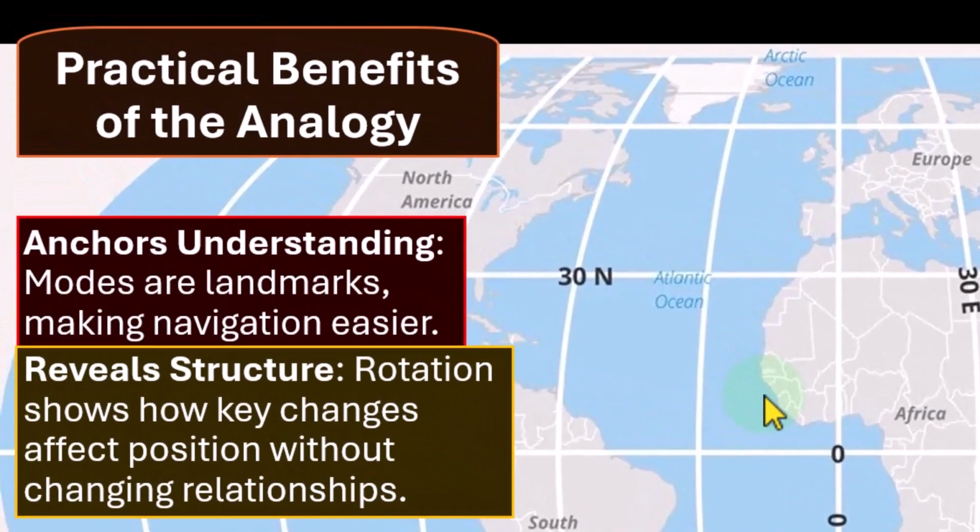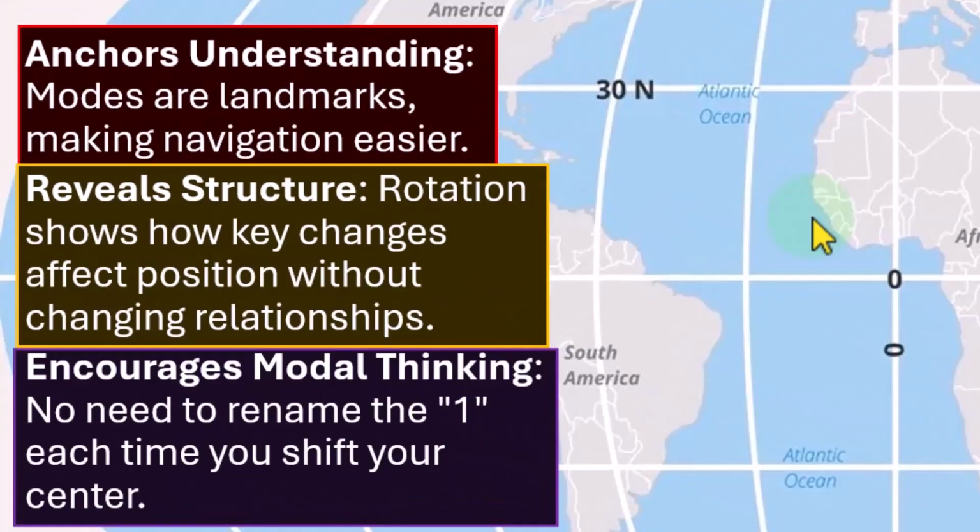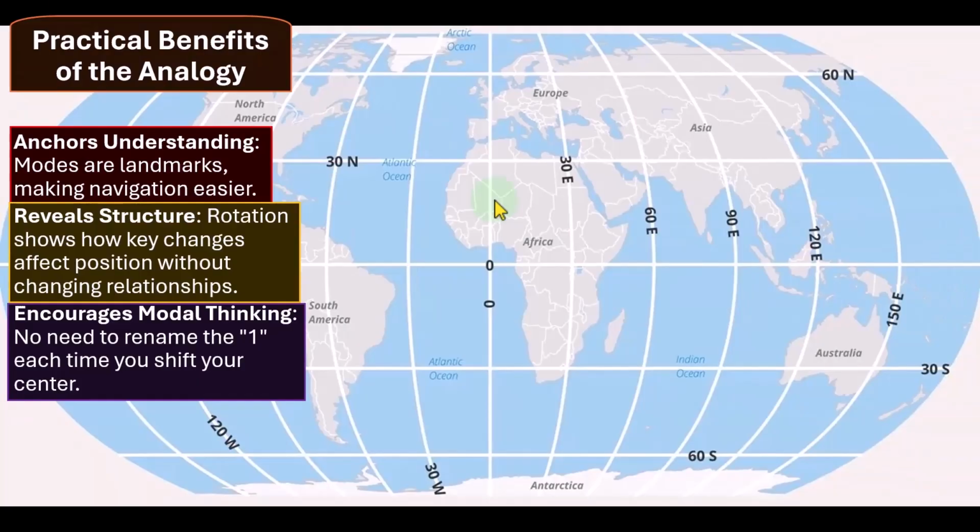So it reveals structure. Rotation shows how key changes affect position without changing relationships. So when we change keys, we can now see the whole map is the same, particularly on the guitar. It's similar on a piano, but there's different fingering because the piano has uneven keys in terms of the length and size of them. But the same thing applies to the piano as well. So it encourages modal thinking. No need to rename everything each time you shift your center. We'll talk about why that happens. It's because of the naming convention that happened because they measured things incorrectly with the scale degrees, which messes us up in a lot of ways, right?